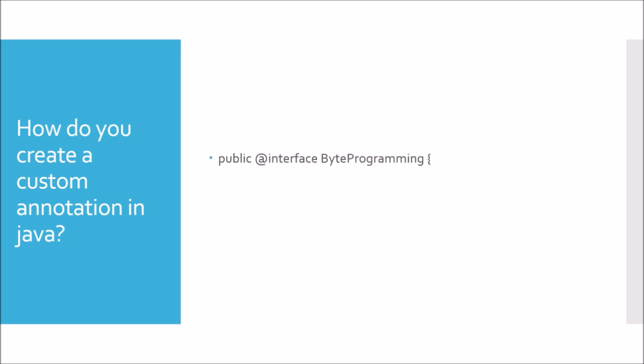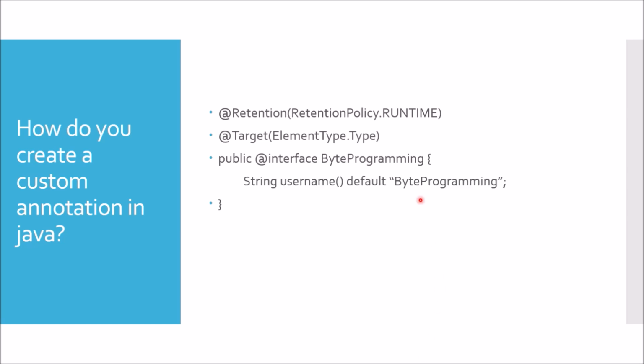To create a custom annotation in Java, first we create an @interface, let's say ByteProgramming annotation. Inside it, I would have @Retention and @Target. In @Target, what I am passing is ElementType.TYPE. Now this annotation ByteProgramming is going to belong to the class level because I have passed ElementType.TYPE. You can make an annotation on the basis of field, method, or class, depending upon what you pass inside @Target. In @Retention, I am passing RUNTIME, so this annotation is going to be valid at runtime only.